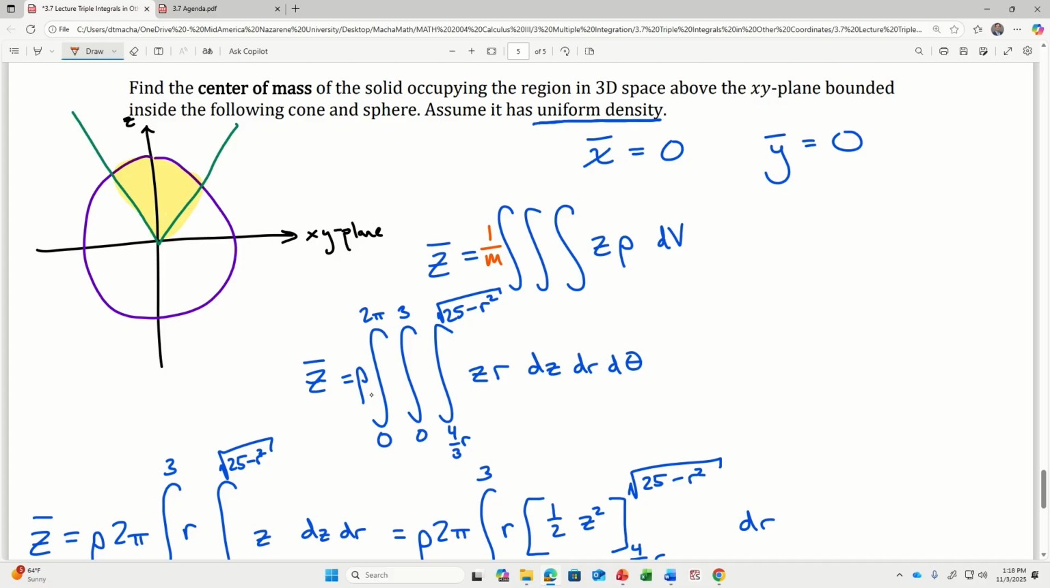Well, what is mass? Mass is rho times volume. Density times volume equals mass. That's true because we have uniform density. I wouldn't have to say that if we didn't have uniform density, but in this case, since it's uniform throughout the whole volume, the mass is going to be the density times the volume. So when I have 1 over m, I'm going to get rho divided by rho times volume.